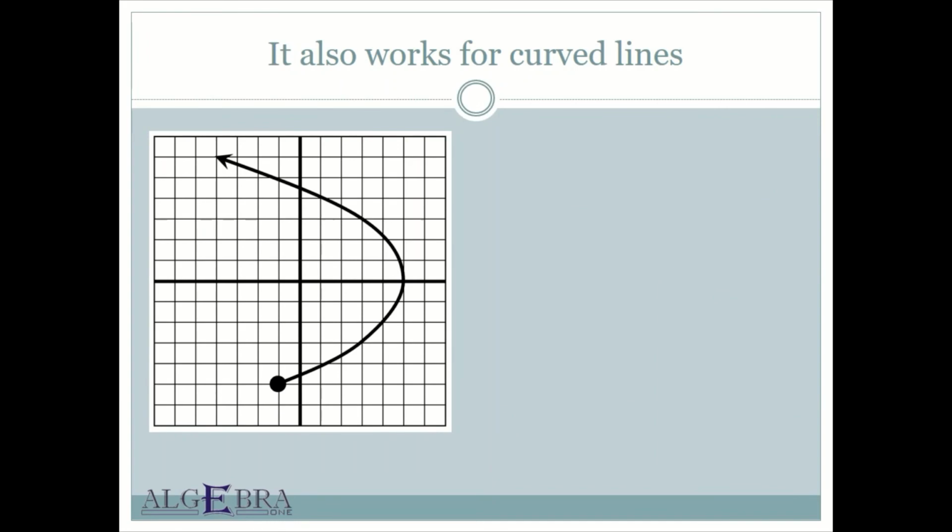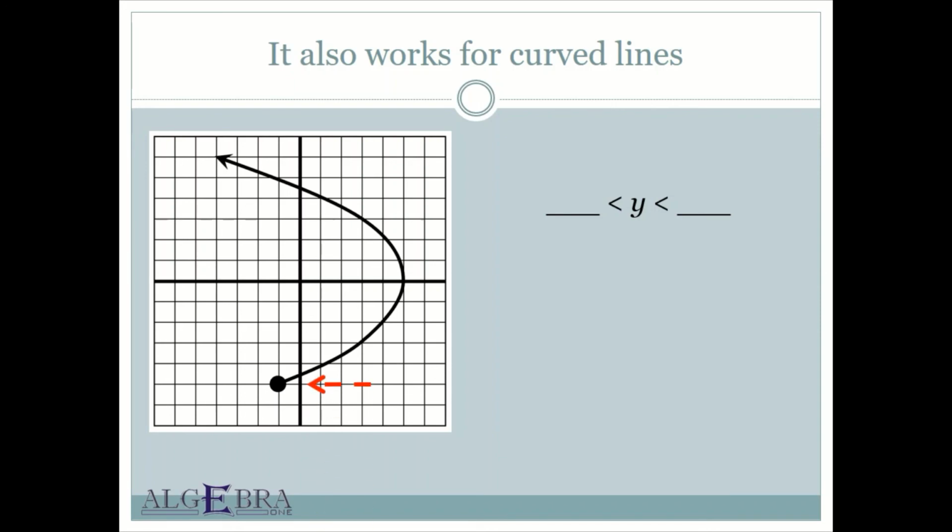Let's try one with a curved line. We want to find the range. So that's our y values. So we're going to look at the y-axis. Working from least to greatest, we're going to start at the bottom and say, do I see an arrow pointing down? I don't see an arrow pointing down. I see an endpoint.